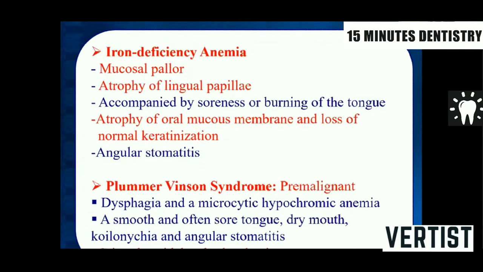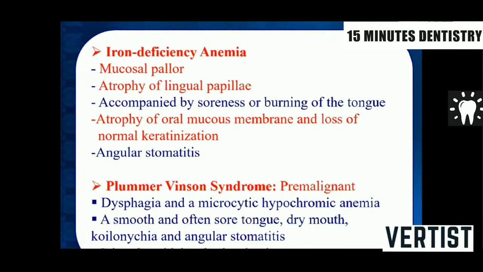Most commonly asked are iron deficiency anemia and Plummer-Vinson syndrome. So iron deficiency anemia, as you can see, I have marked with red. Characteristically, you will see mucosal pallor, atrophy of lingual papillae, atrophy of oral mucous membrane, and loss of normal keratinization, which makes it more susceptible to erosion and other things. It could be accompanied by soreness and burning of the tongue and angular stomatitis.